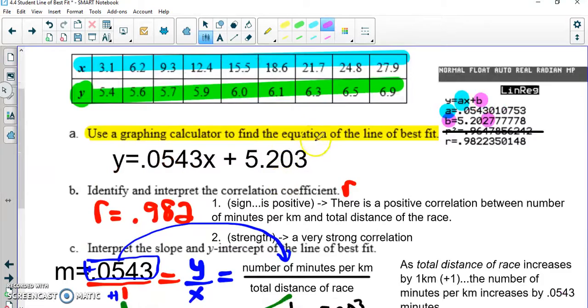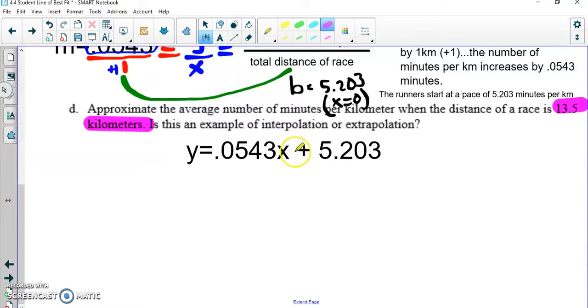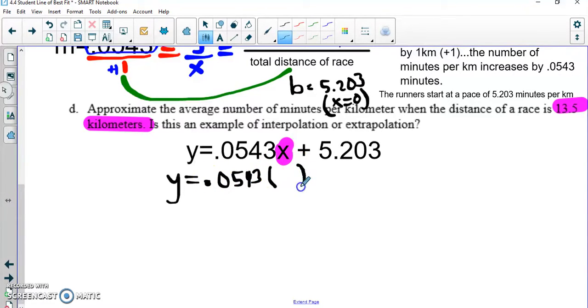So what they've given us is the distance of the race, 13.5 kilometers. And we know the distance of the race is our x value. So they gave us the x value. So we're simply going to replace that x value with the value that they gave us. So we'll still have y equals 0.0543, but instead of x, we put the total distance, which is 13.5. And then we're supposed to add 5.203.